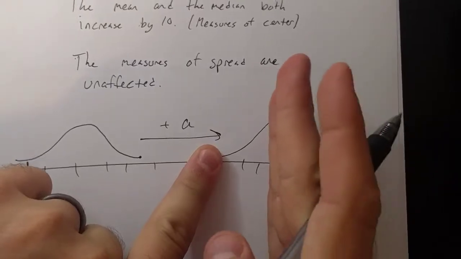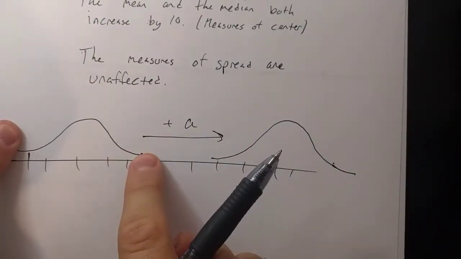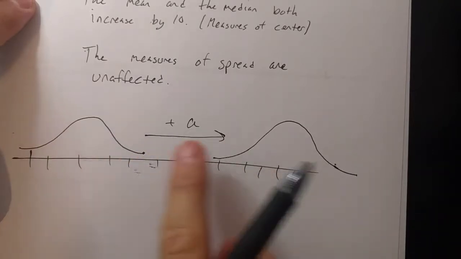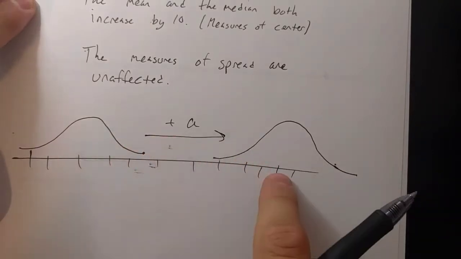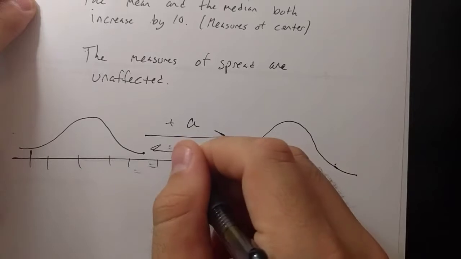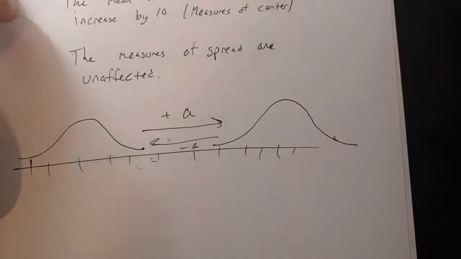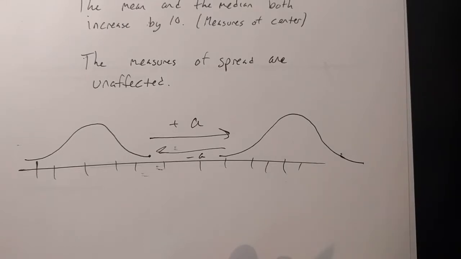So the center is what changes. Spread does not change. Shape does not change. Only the center changes. This happens if you were to add A, or if you're going the other direction and subtracting A. It doesn't matter. Only the center changes. That's when you add or subtract a number.